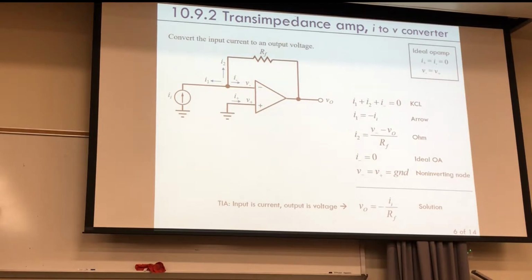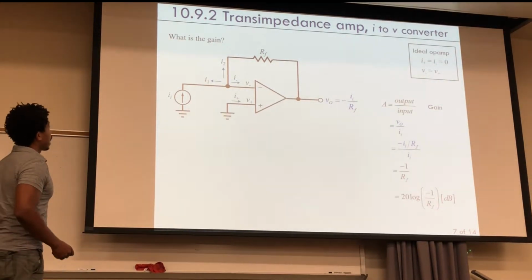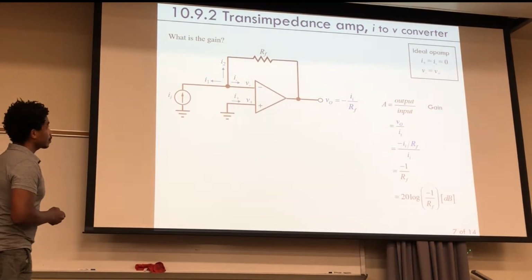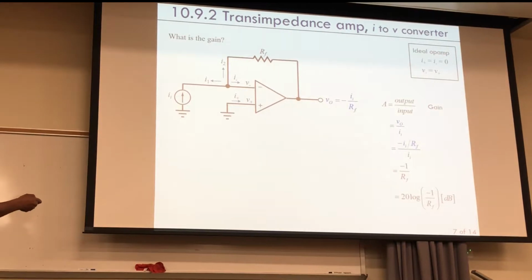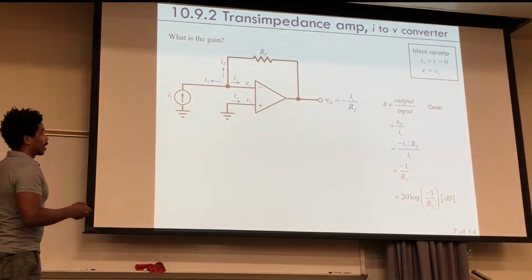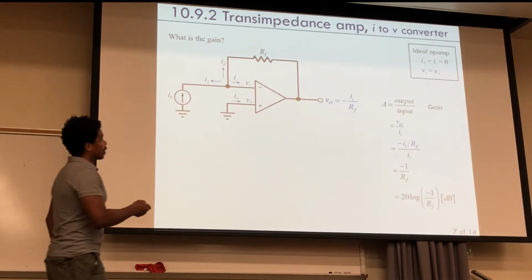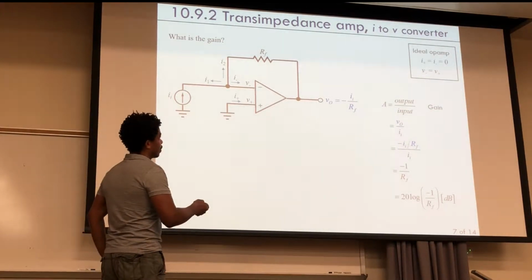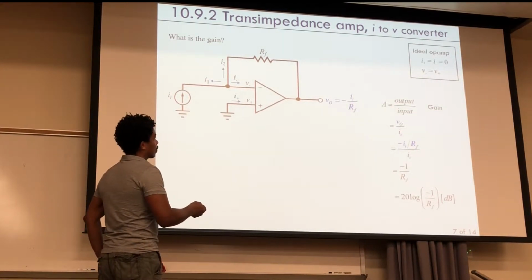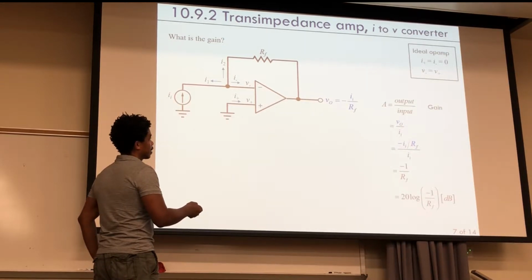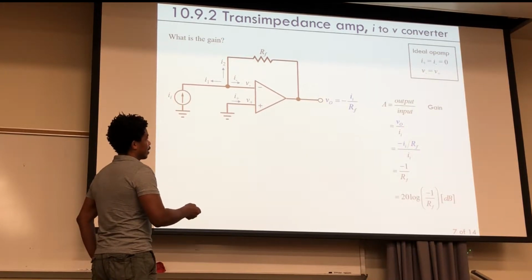Okay, good. All right, so now let's look at the gain. This is what we got last time for the answer. The gain is just the output over the input, so the output VO over the input II. Well, the output was this. The input is this right here. The two I's cancel out, and we get this.